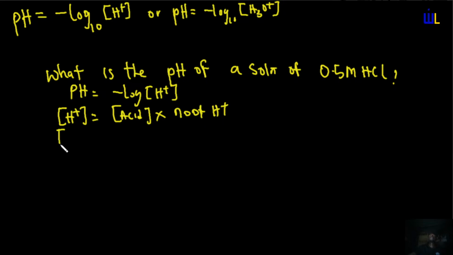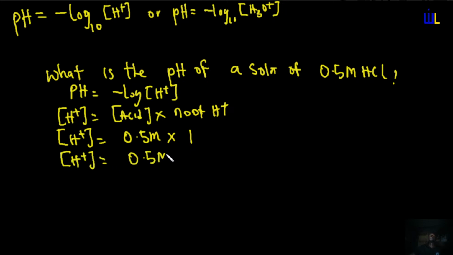So which means that the concentration of hydrogen ion in this question is going to be the concentration of the acid, 0.5 molarity, times the number of moles of hydrogen, which is 1. It's only 1 hydrogen you are seeing here. So the concentration of hydrogen ion is going to be equal to 0.5 molarity.